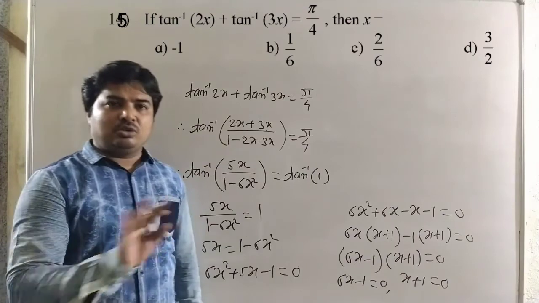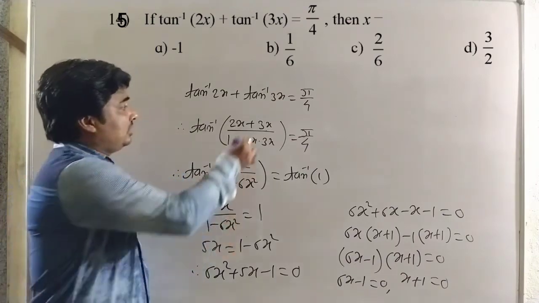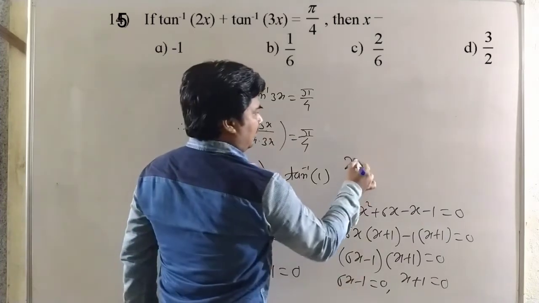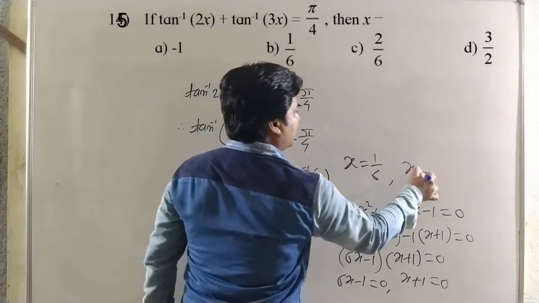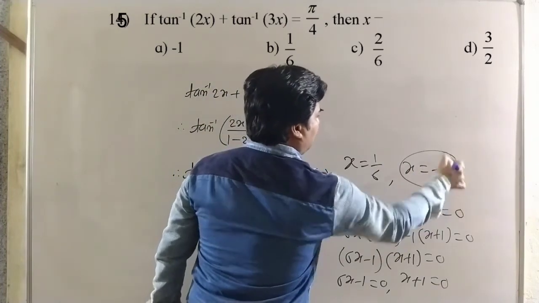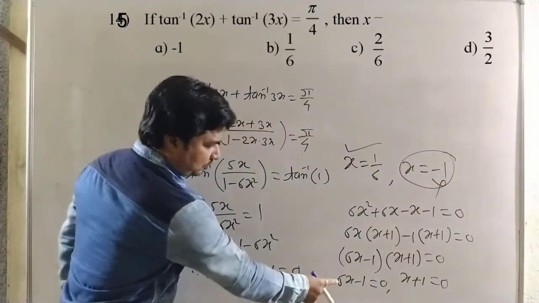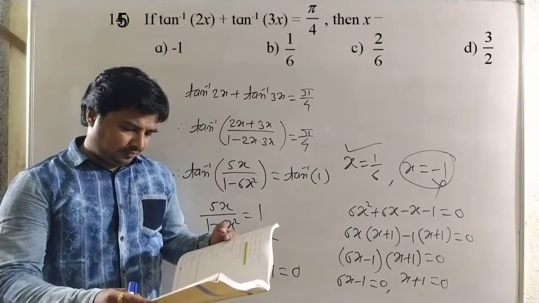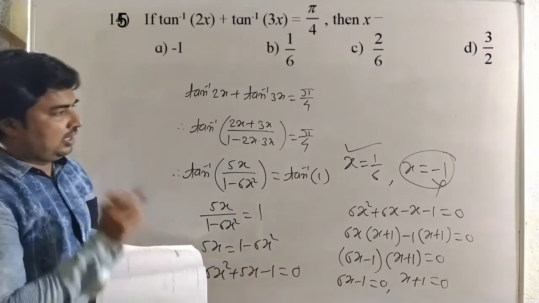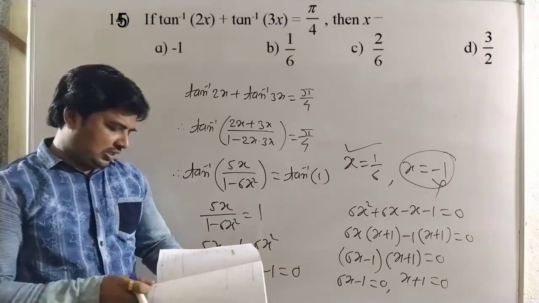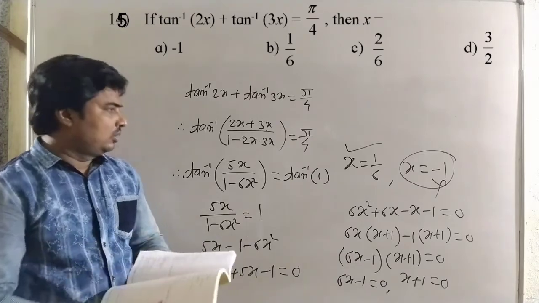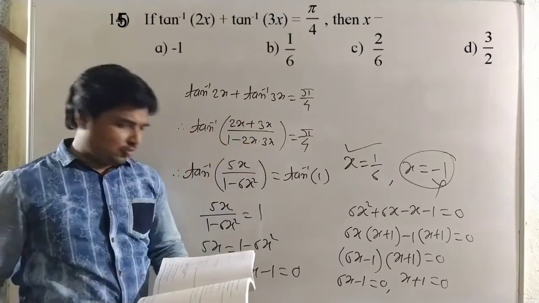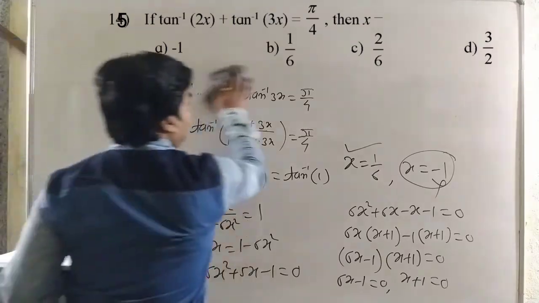But here x is not equal to minus 1 because x and y both are greater than 0. Therefore x is equal to 1 by 6 and x is equal to minus 1, which is wrong. Therefore x is equal to 1 by 6. It is the correct answer, option B. See carefully: x is equal to 1 by 6 because x and y both are greater than 0, for this formula: tan inverse of x plus y upon 1 minus x into y. Now the next question.